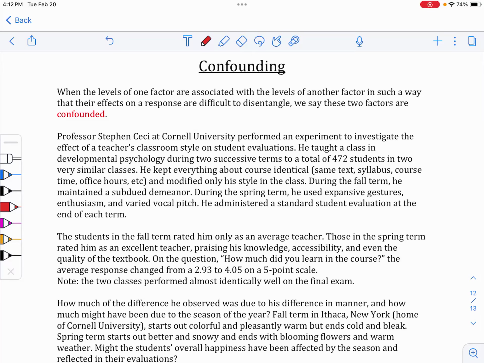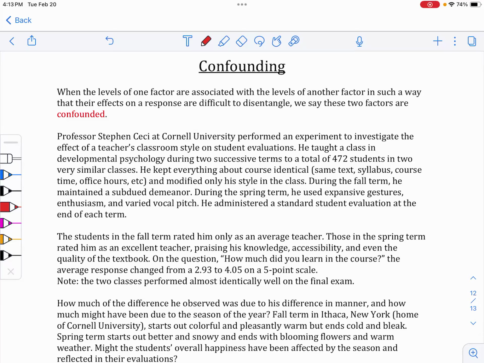So a professor taught his class in 2 identical semesters with the same text, same syllabus, same course, office hours, everything. The only thing he modified was his teaching style. In the fall, he taught very mundane, monotone, didn't say anything different, talked the same the whole way through. In the spring, he taught with lots of movement and pitch changes and ran around the classroom all excited. He noticed on a 5-point scale, the difference in his average course score went from a 2.93 to 4.05. So, a massive increase there quantitatively.